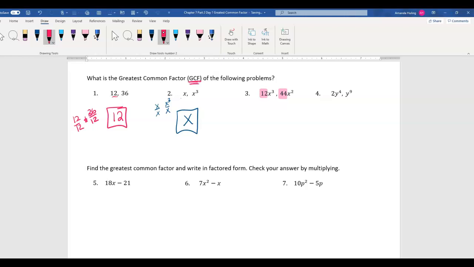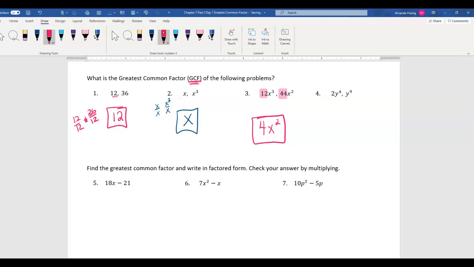So 12, 11, 10, 9, 8, 7, 6. 6 can divide 12, but 6 can't divide 44 evenly. And then we go 5, 4. Can they both be divided evenly by 4? Well, they sure can. So that is that portion of it. I'm then going to look at which one has the smaller exponent, and it's x squared, and ask, can I divide both of these by x squared? And you sure can. So your greatest common factor is 4x squared.